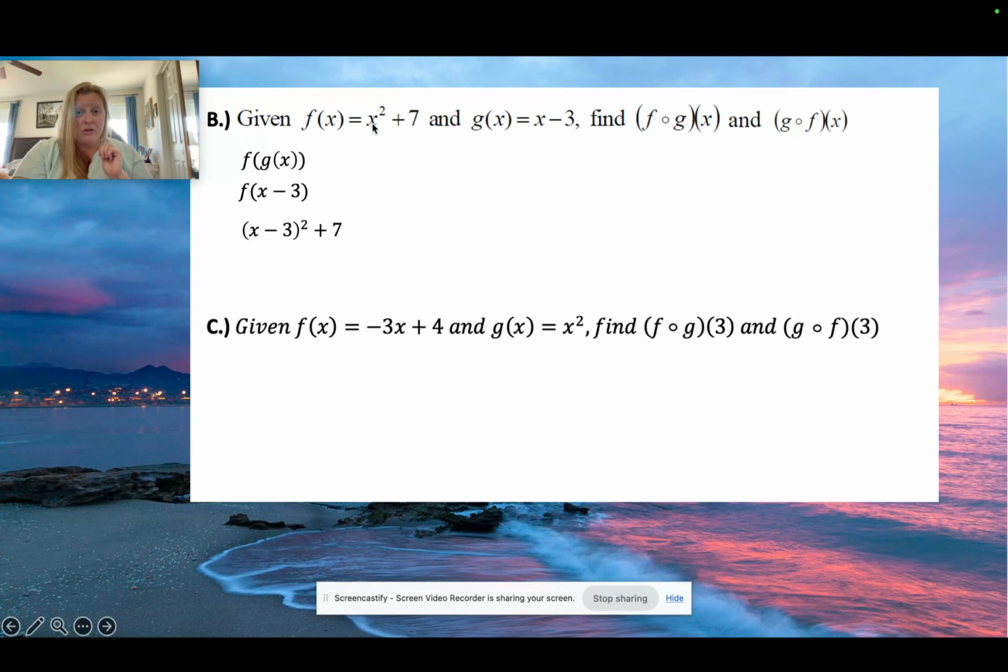I'm going to keep the squared. I'm going to keep the plus 7. You can see those are outside the parentheses. It's just instead of x squared, I'm writing x minus 3 squared.